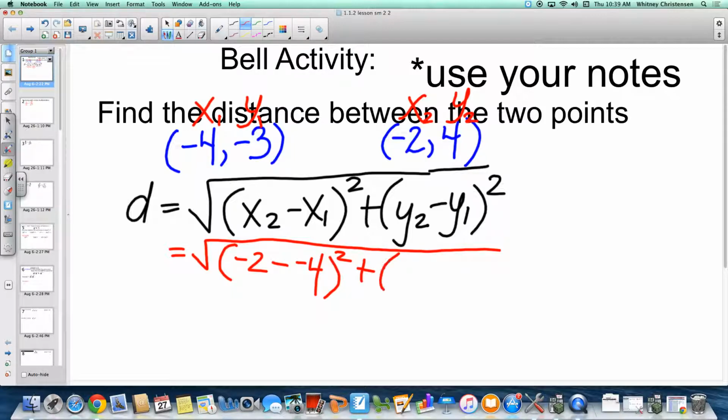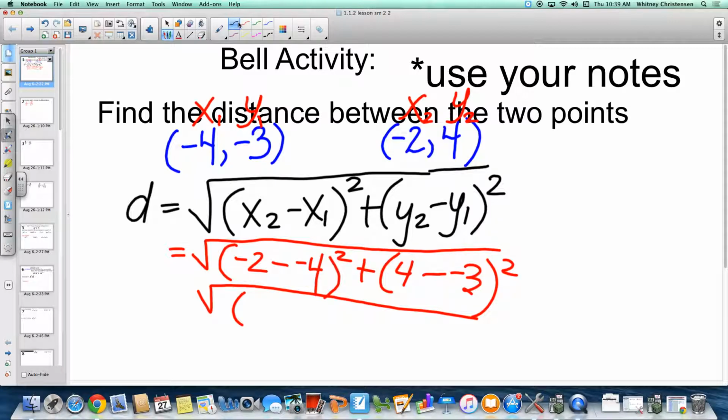Squared plus, what's Y2? 4. You gotta look at the right place. You gotta stay consistent. It's 4 minus Y1, which is -3. -3 squared. I'm gonna simplify that. So I have the square root of -2 minus -4. What happens when we subtract a negative? Cross the line, change the sign, it becomes positive. So that's actually -2 plus 4, which is? 2. So we have 2 squared plus, another minus and negative. What happens? Cross the line, change the sign. What does it become? 7. So we have 7 squared.